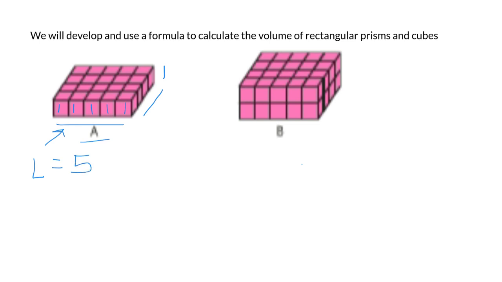5 unit cubes. Next, we're going to measure how wide our solid is. 1, 2, 3, 4. W, oops. We're going to use W as our width measure, or how wide our solid is. And so I counted there are 4 unit cubes here that make up our width. And then the height is how many layers, or how high our solid is. And I can see it is only 1 cube high.